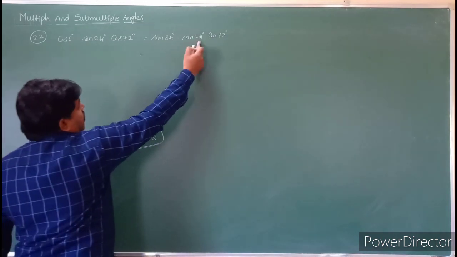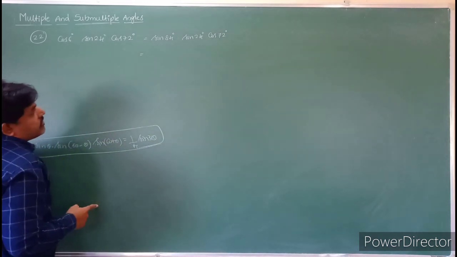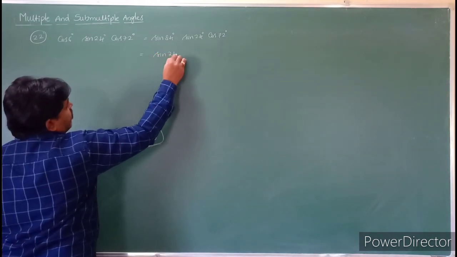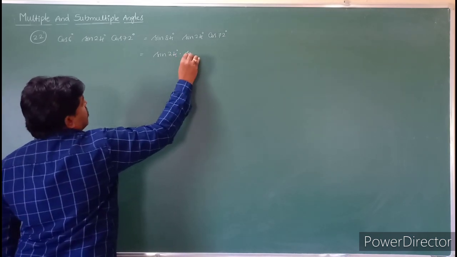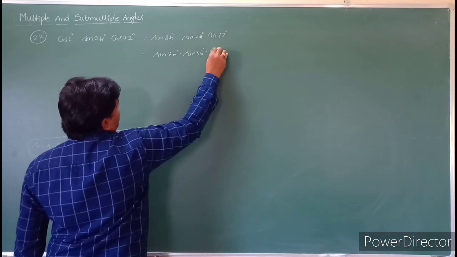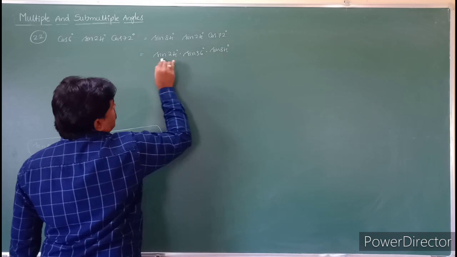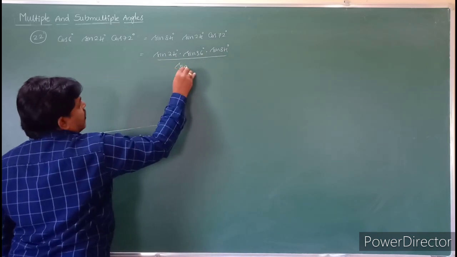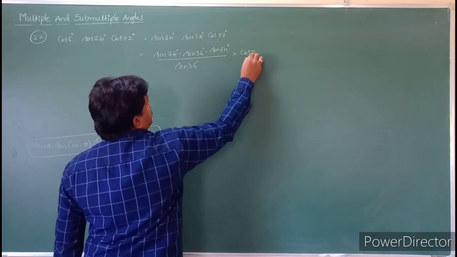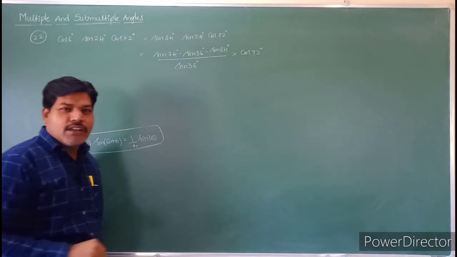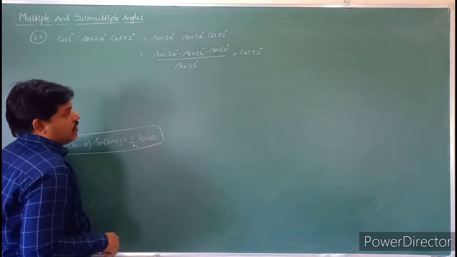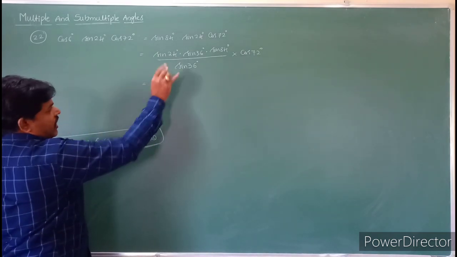So next what will I do? This is the 24 and this is the 84. So what is the difference? So I will do this: sine 24 degrees into sine 36 degrees into sine 84 degrees, by sine 36 degrees, into cos 72 degrees. What did I do? I just multiplied and divided with sine 36.